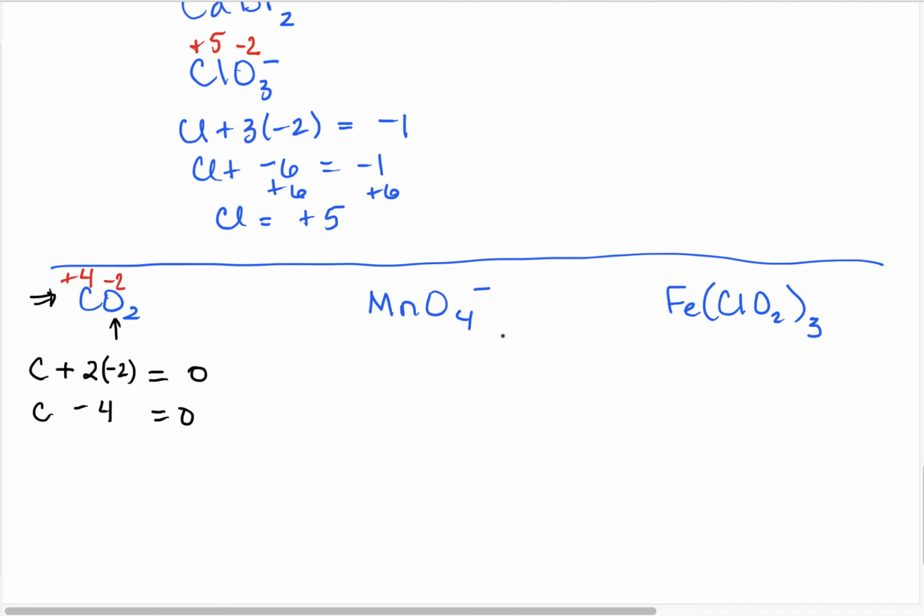All right, let's try permanganate ion. Oxygen again is a -2, and we have 4 of them. And then we have manganese, which is something, and these all add up to -1. So manganese - 8 is equal to -1. Add 7 to both sides, and we will get that the manganese has an oxidation number of +7.